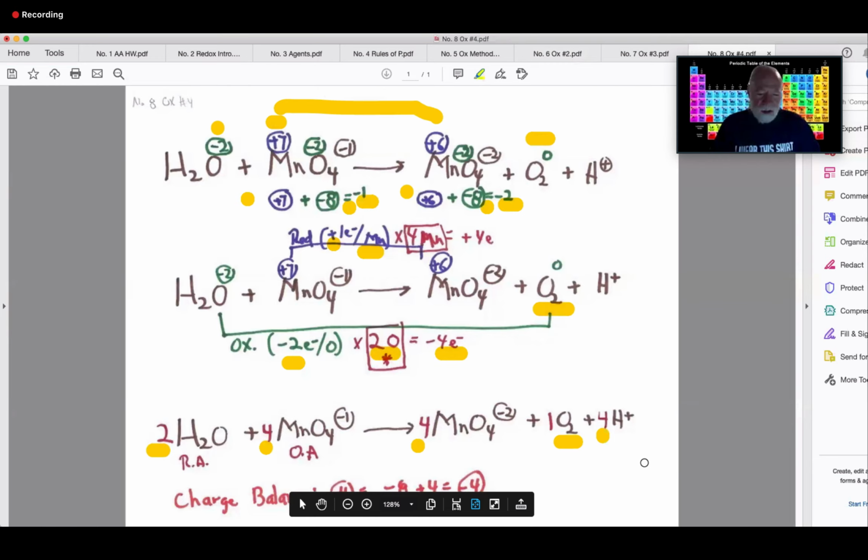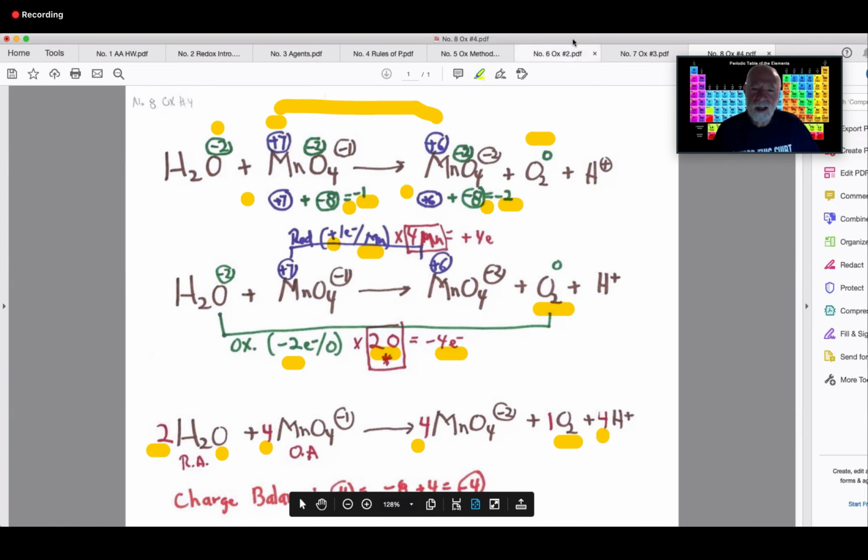Okay, now we're halfway done. This equation balances by mass. Check it out with me. 4 hydrogens, 4 hydrogens. 4 manganese, 4 manganese. Check the oxygens with me. We have 2 oxygens here, plus 4 times 4 is 16, that's 18. And we have 4 times 4, 16, and 2 more, 18. So it balances by mass.